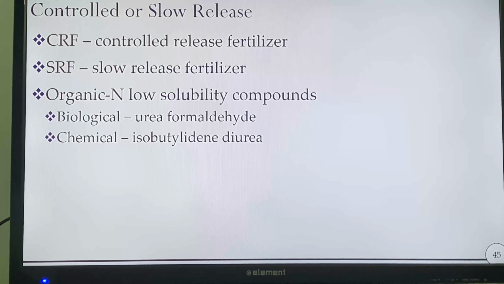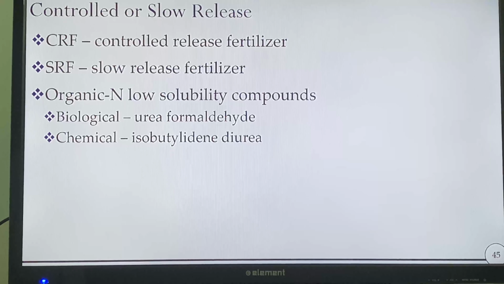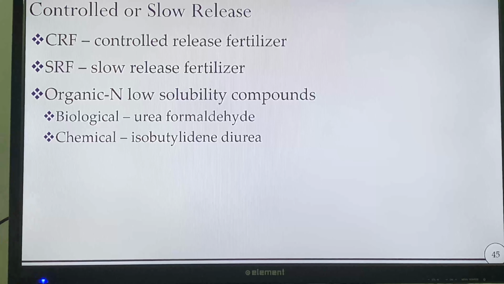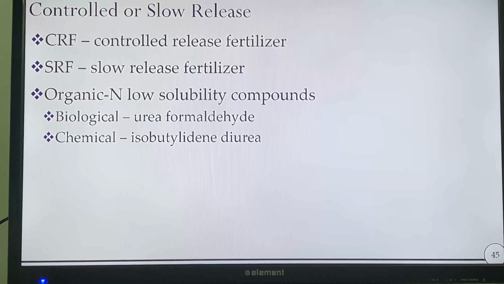We have a couple of organic low solubility compounds, urea formaldehyde, isobutylidene diurea. You're not likely to deal with these. I've yet to run across anything where this is something that we use a lot of. However, they do exist in our organic systems. Is there something that you could use for slow release fertilizers in those systems?